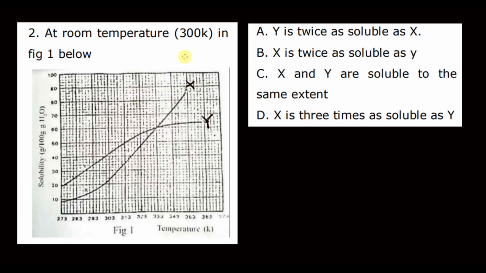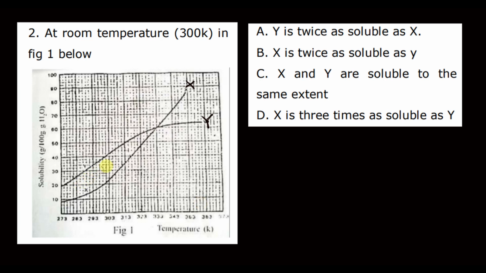In question 2, you are told that at room temperature, that's about 300 Kelvin, in the figure below, A, Y is twice as soluble as X, B, X is twice as soluble as Y, C, X and Y are soluble to the same extent, D, X is 3 times as soluble as Y. Now, if you look at the solubility curve, why is it called a solubility curve? It's a solubility curve because it's a graph of the solubility of substances measured against what? Temperature. That's a solubility curve.